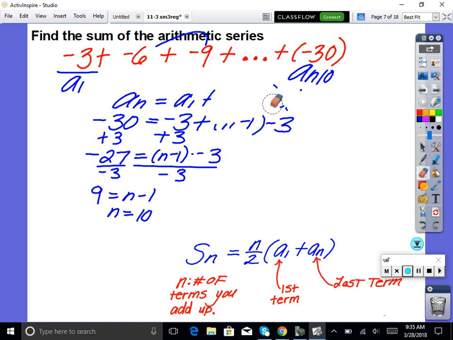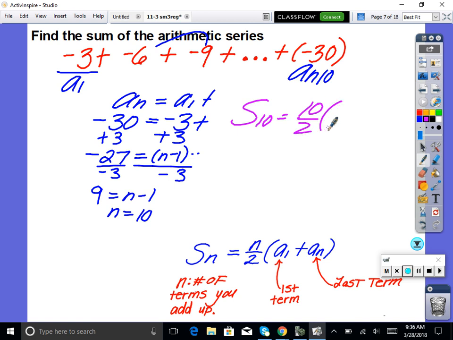So now we could say, okay, cool. Now I'm summing up, I know I'm summing up 10 terms since that's the 10th term. So the sum of 10 terms will be 10 over 2 times the starting point, negative 3, plus the ending point, negative 30. So now you would type it into your calculator. Now here's the thing, I'm going to ask you a question. Could you ever get an n of a negative?